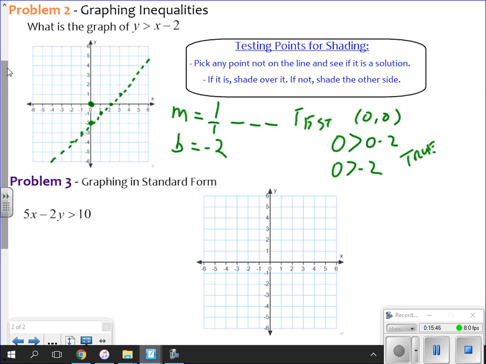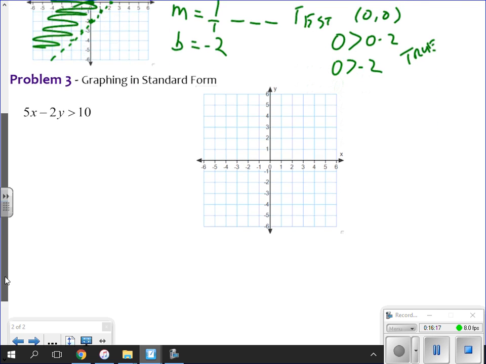So where's the test point? It's here. It's on this side of the line. I shade the side of the line that includes my test point. Does that make sense? If it came up false, what would I have done? I would have shaded the other side of the line, the side that does not include my test point. Okay. Questions so far? Okay. Uno más.